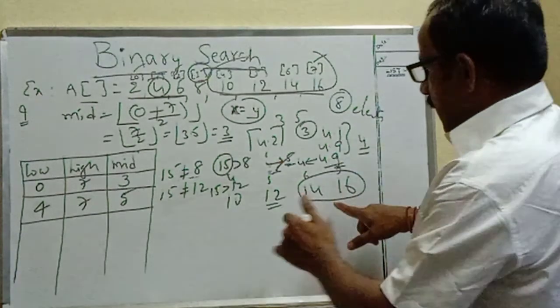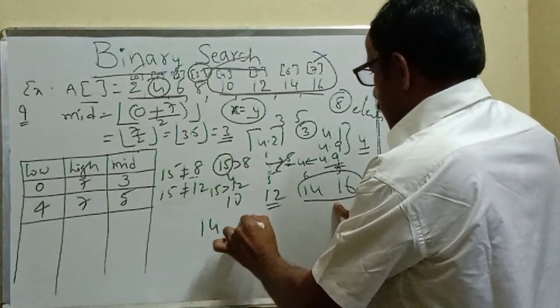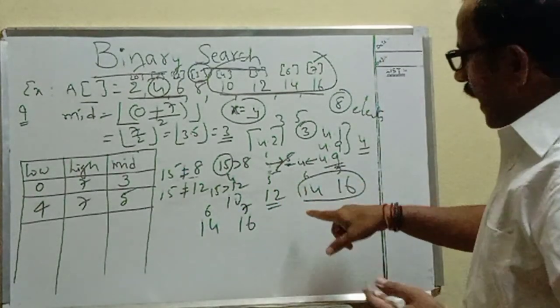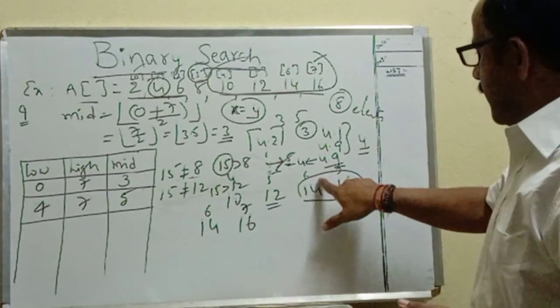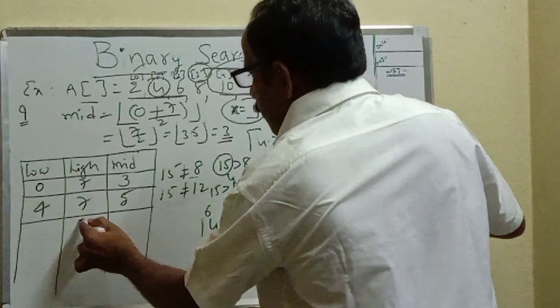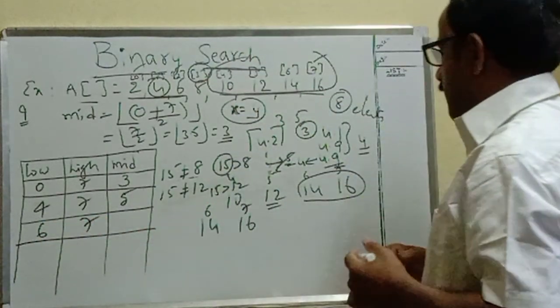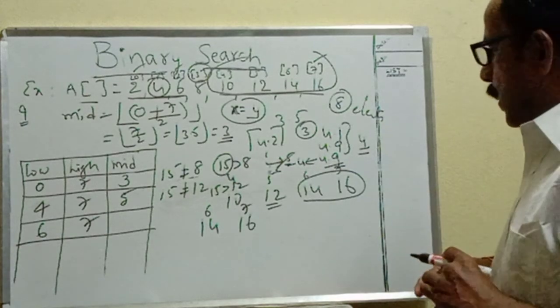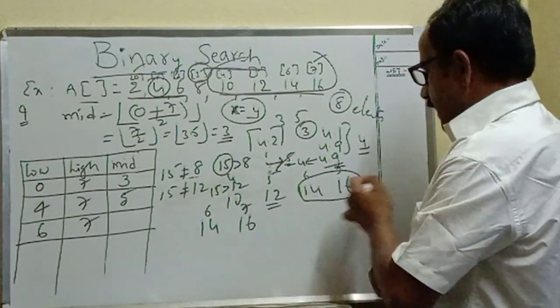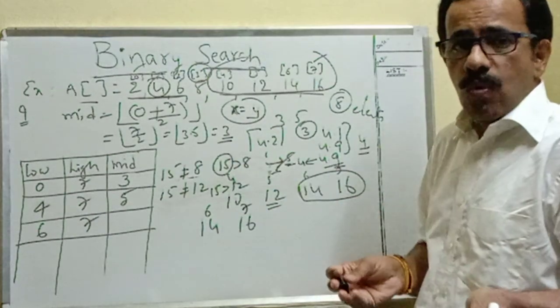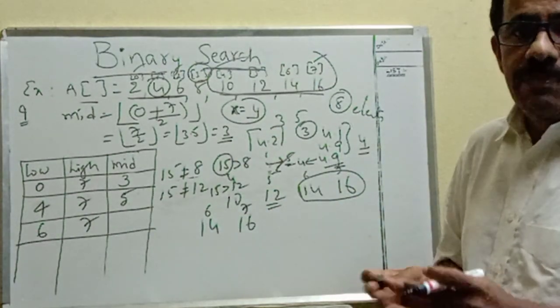That portion's elements are 14 and 16. What are the low location and high location numbers? High location number is 7 only. 5 plus 1 is 6, so low becomes mid plus 1. High is the same as the previous high because we are selecting the right side portion. If you select the left side portion, we are not going to disturb low. Low is low only, but we update high as mid minus 1.